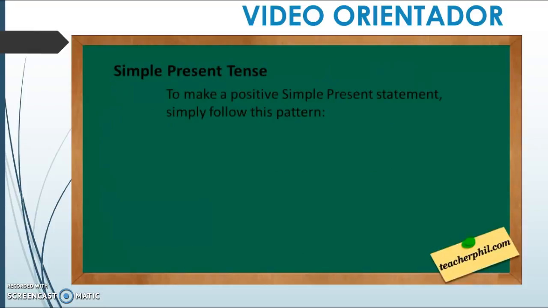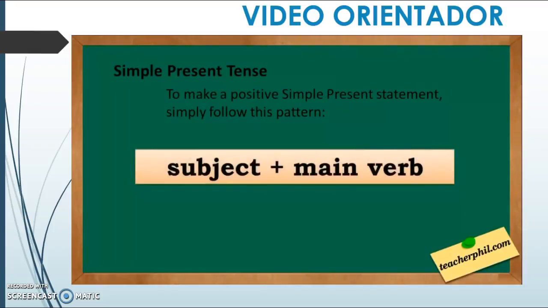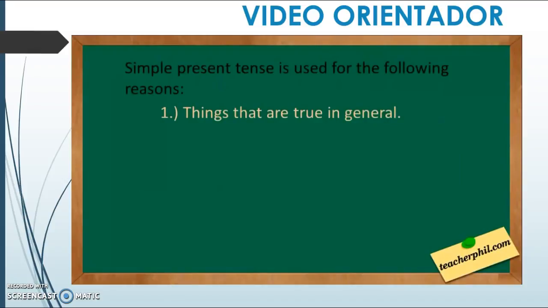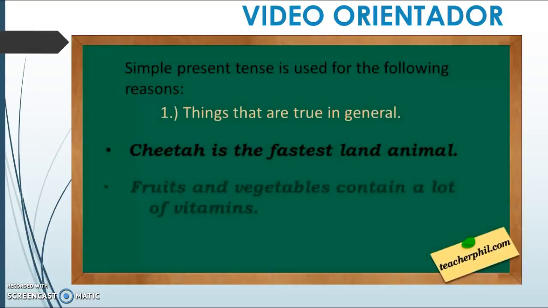To make a positive simple present statement, simply follow this pattern: subject plus main verb. Simple present tense is used for the following reasons. Number 1, for things that are true in general. Examples: Cheetah is the fastest land animal. Fruits and vegetables contain a lot of vitamins.